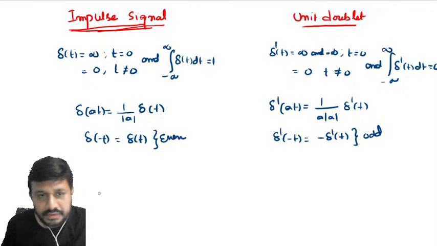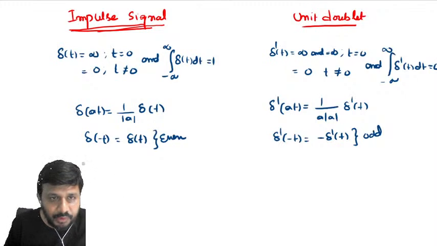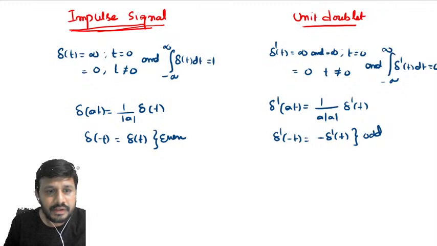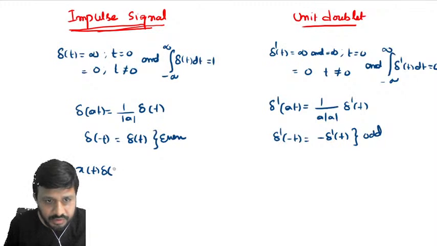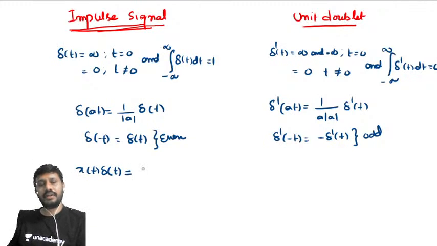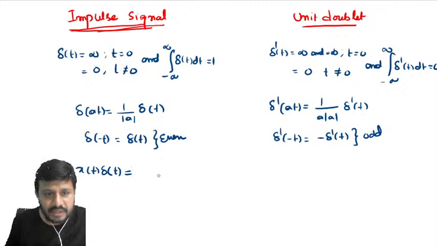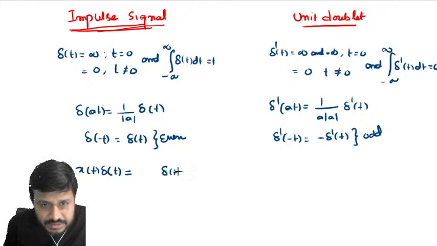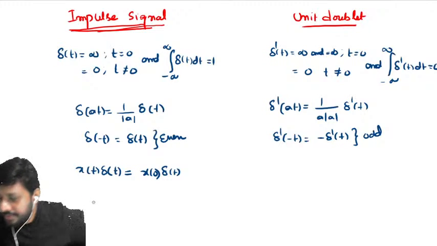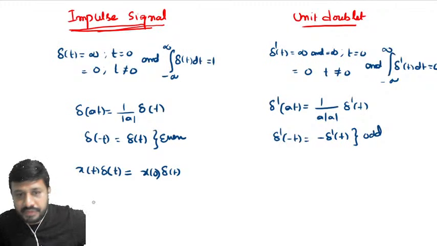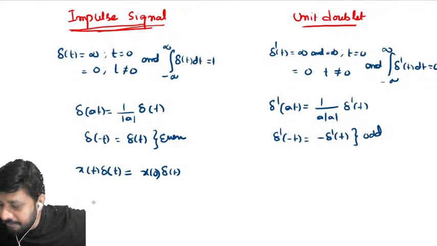Right? And the scaling property, what is the scaling property? The product property: x of t into del of t. What happens if you multiply a signal with an impulse signal? We'll get the same impulse signal with area change. Hope you are comfortable, Vignesh and Chinna. x of t into del of t is nothing but x of 0 into del of t.